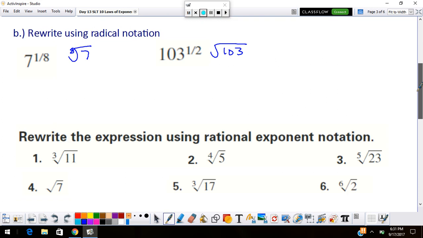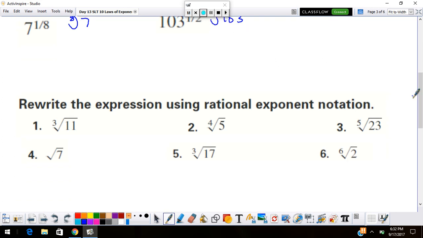Okay, so go ahead, again, just real quick, write these 6 problems down using a rational exponent. So in other words, give it a fraction exponent. I'll give you a 10-second head start.